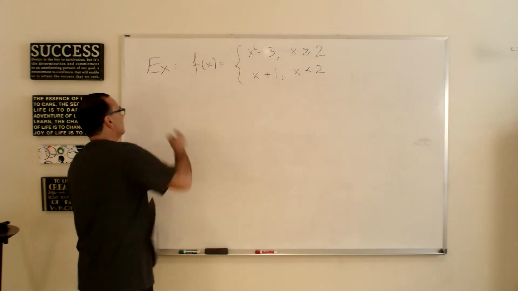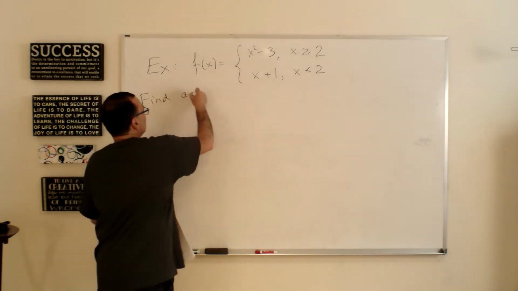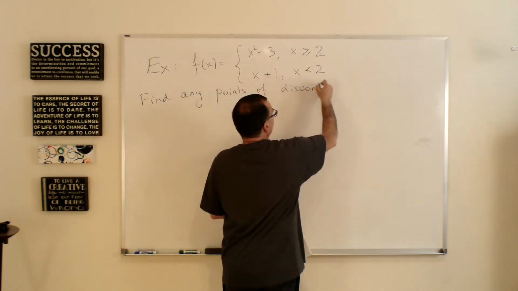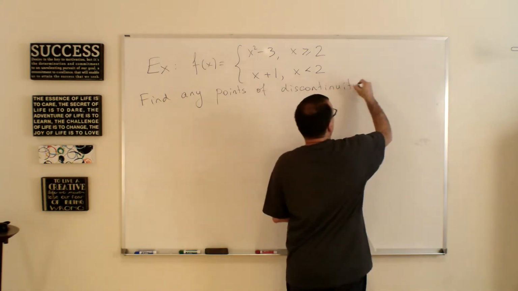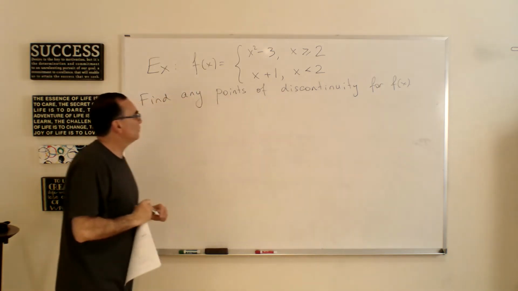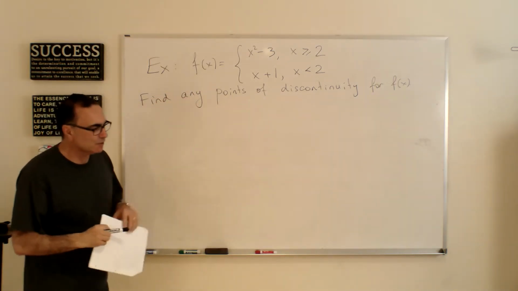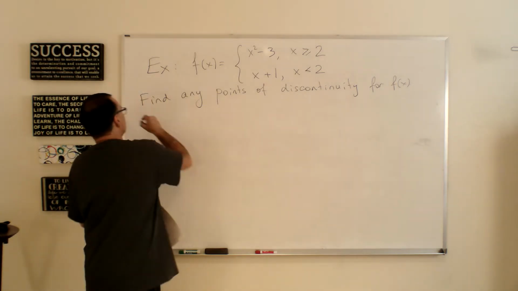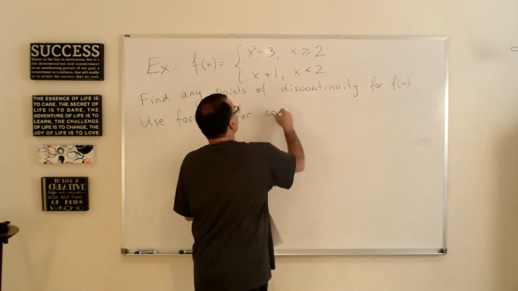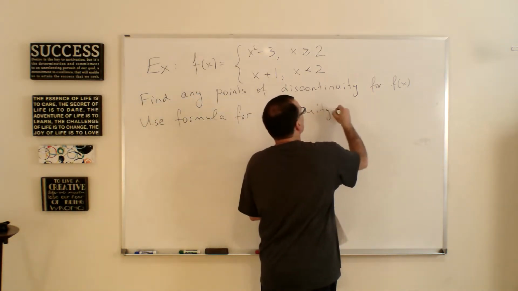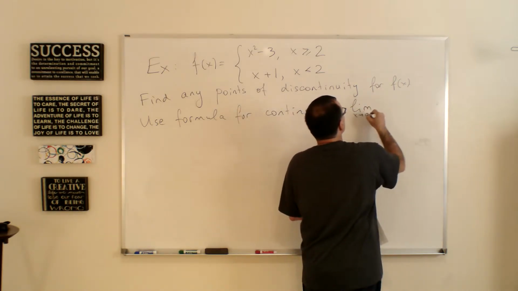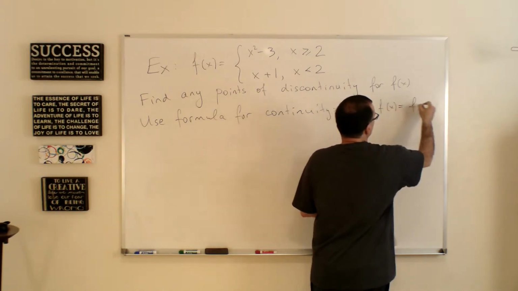And now the question is: find any points of discontinuity for f of x. Now how do we approach that? We definitely need to use this formula for continuity: the limit as x approaches a of f of x equals f of a.